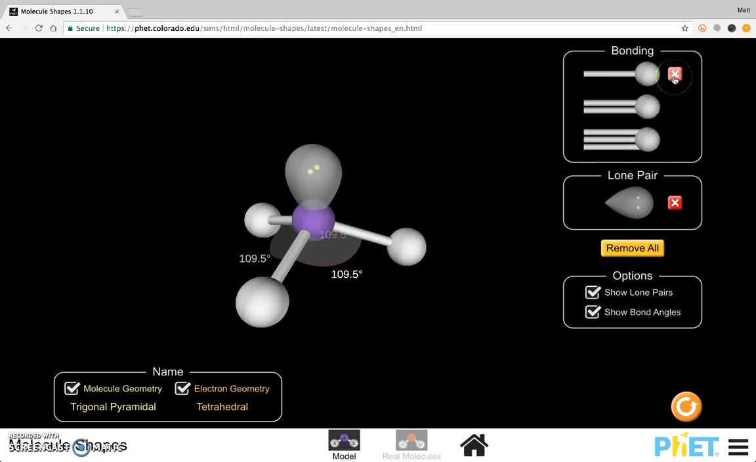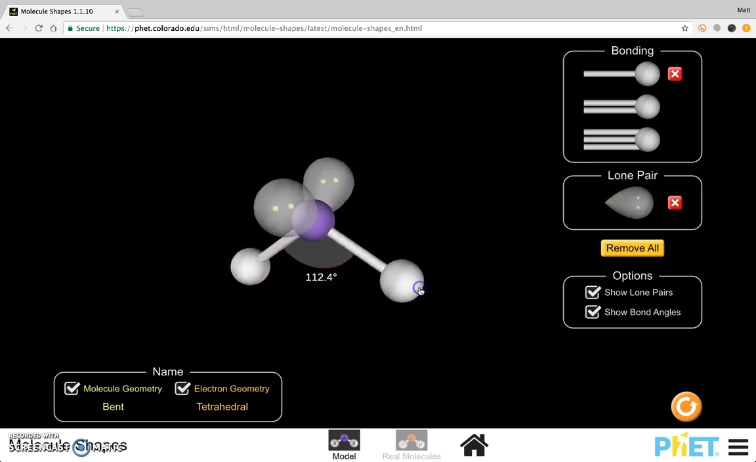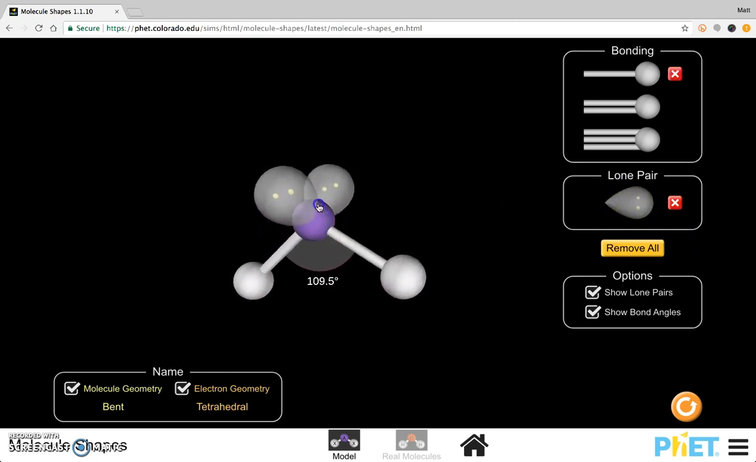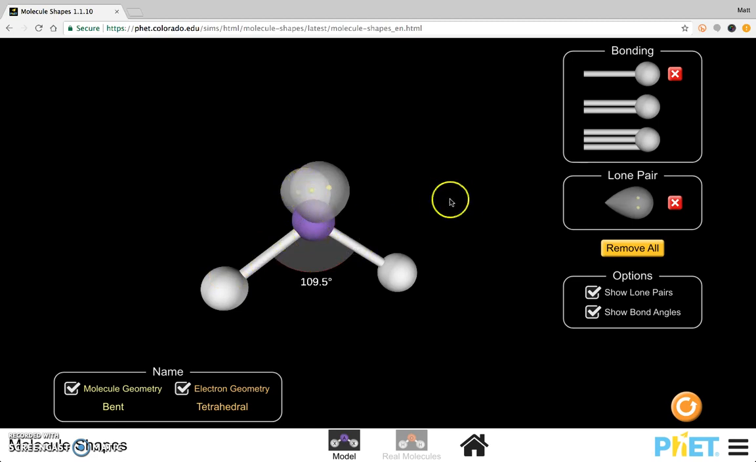If I remove one more bonding group and replace it with a lone pair, we get the same electron geometry, still tetrahedral because there are 4 electron groups. But with 2 bonds and 2 lone pairs, our molecule geometry is now bent. We saw bent earlier with 2 bonds, 1 lone pair. We see bent again with 2 bonds, 2 lone pairs. In fact, some geometries will repeat themselves depending on the number of bonding groups and lone pairs. The bond angle here is 109.5. In reality, it's actually slightly less than 109.5.